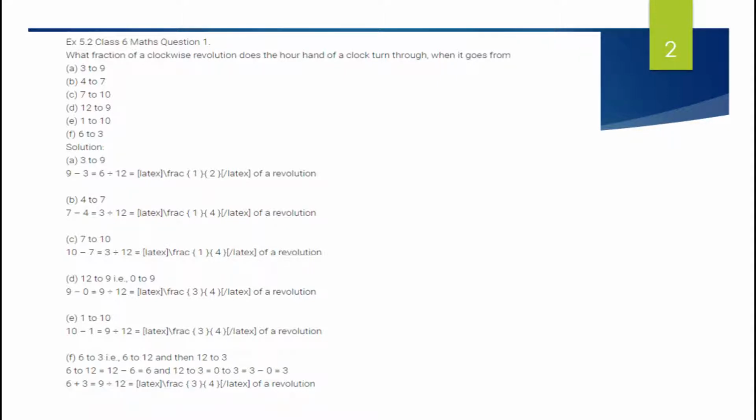Then the B part is 4 to 7. Again we'll find the difference in the number of hours, that is 7 minus 4 equal to 3. If you divide 3 by 12, you'll get 1 by 4 of a revolution. Means when 3 hours are there, it is 1/4 of the revolution. Similarly, you can find the difference for the next one, that is 7 to 10. Again a 3 hours difference is there. So this is again 1/4.